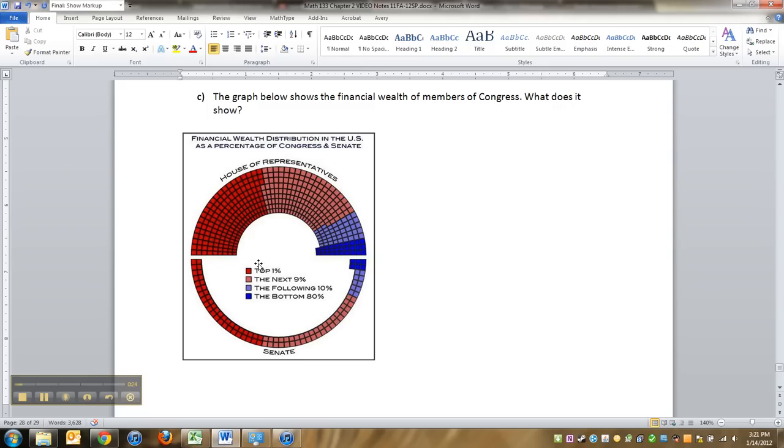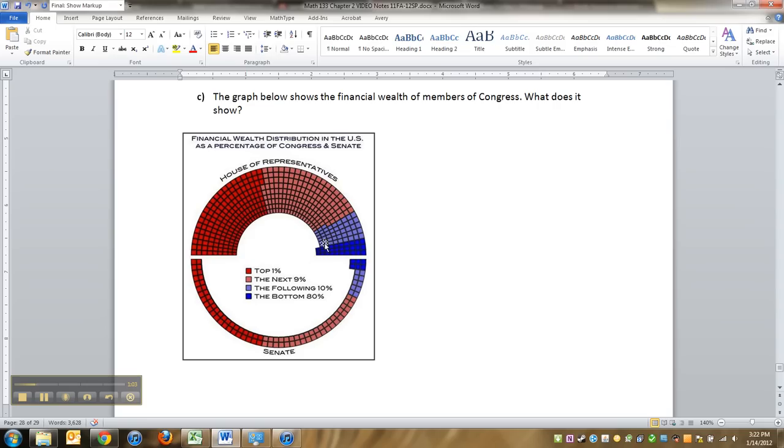So the number of people that are in the top 1% of income in America in the House is right here, and in the Senate is right here. Those deep red ones show the House of Representatives and Senate members that are in the top 1% of income in America. And then the pinkish red shows the next 9%. So in other words, everything that's red and pink is the top 10% of income brackets in America. So here's 1%, here's 2 through 10 here, the lighter pink, I should say.